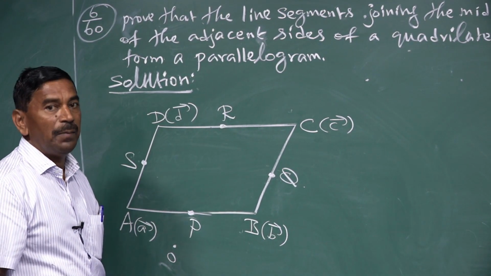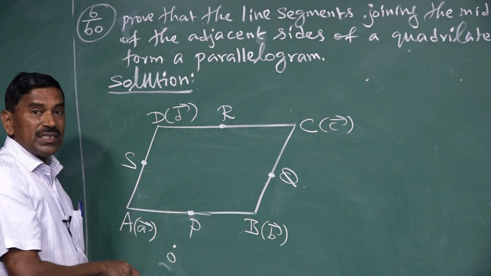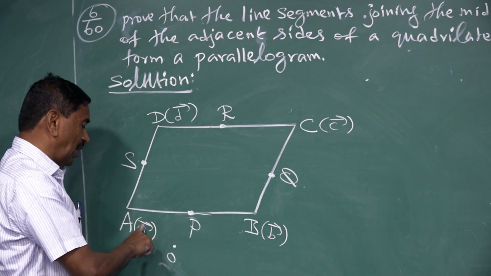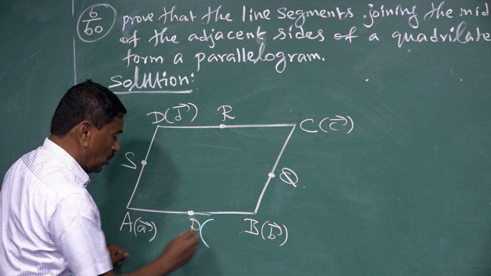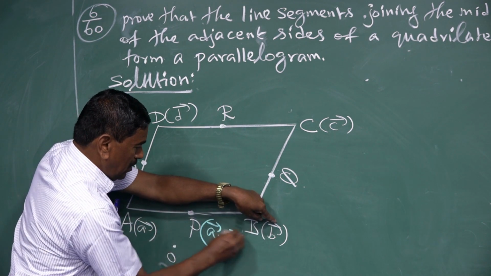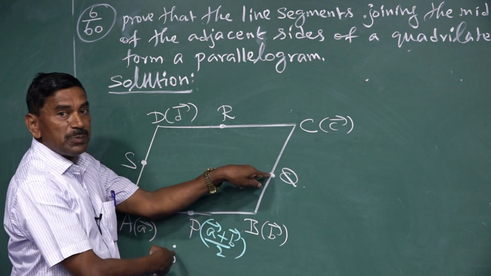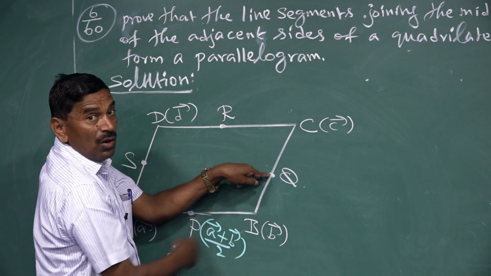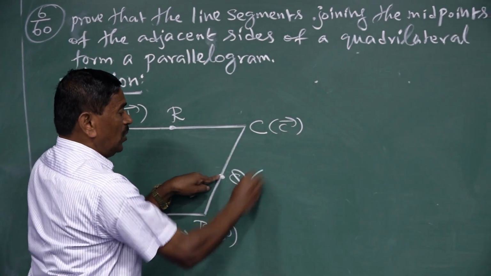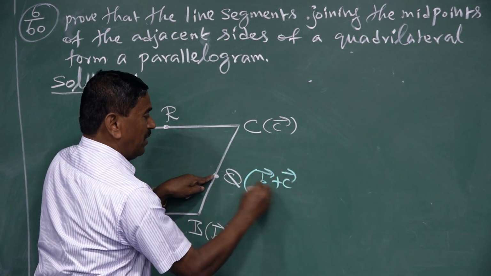Here, what is P, Q, R, S? Yes, midpoints. Now, the position vector of P with respect to origin O: midpoint formula. So, OP vector is equal to A vector plus B vector by 2. Next, the position vector of Q: OQ vector is equal to B vector plus C vector by 2.